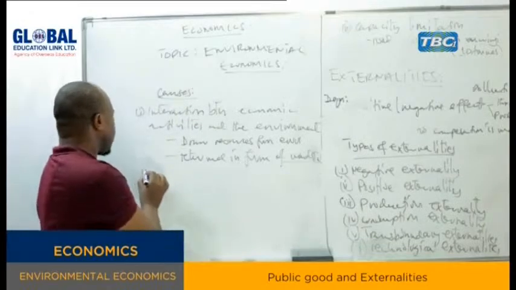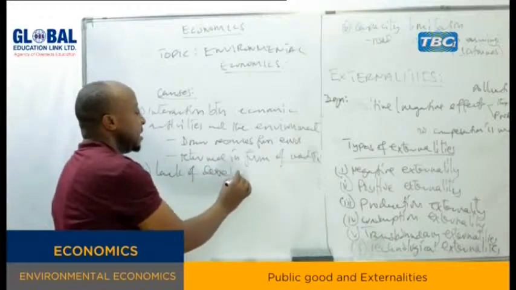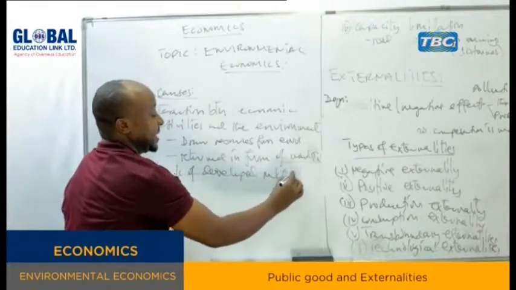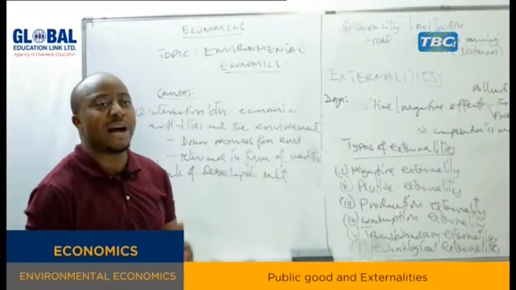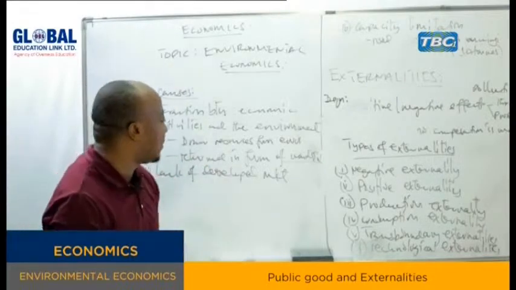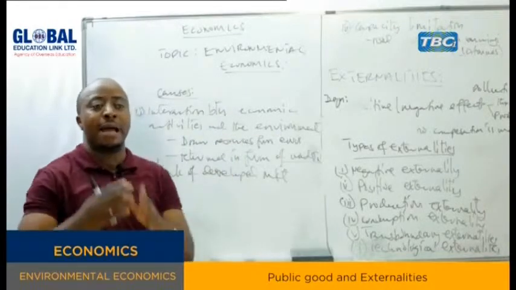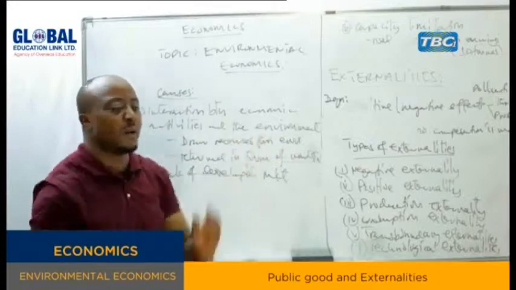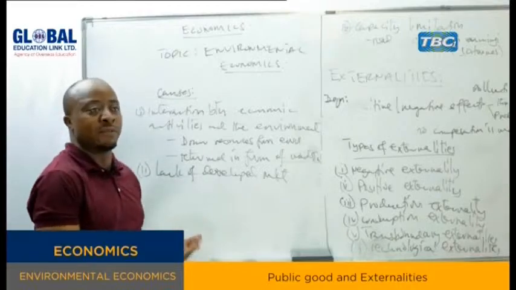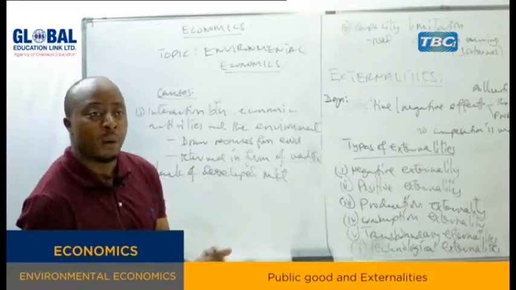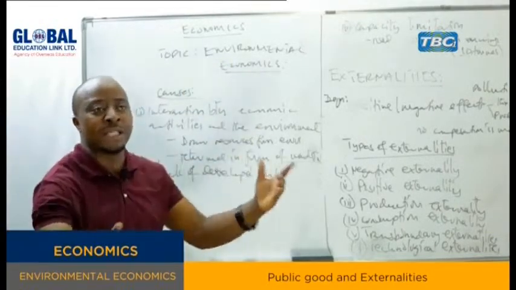The second cause is the so-called lack of developed markets. When we say lack of developed market, it means some of the environmental resources do not have enough market, or they have not developed into a market. For example, we have a market for common goods like beans, meat, rice, vegetables. We can have a market for those goods. But we don't have a clear market for some environmental resources. For example, we don't have a clear market for air, we don't have a clear market for land, we don't have a clear market for all other environmental resources, including even water bodies like seas.